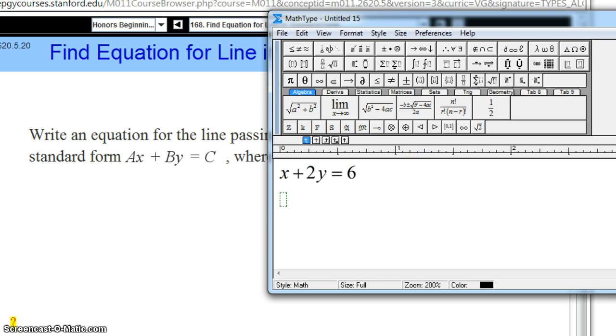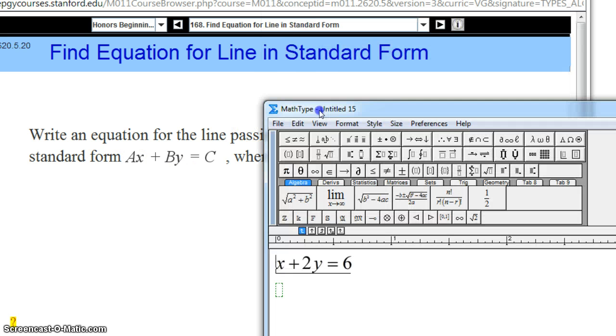And then we want y, okay, so we have x first. So this looks like it could be the answer. We have a, which would be 1, but you don't really have to write that, plus 2y equals 6. And that is the standard form of a line.